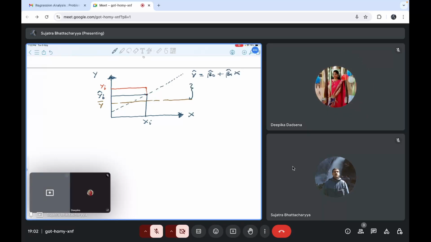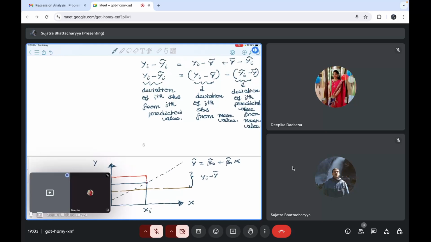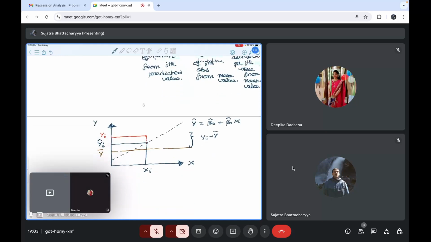Okay, let me continue from here. So what I was talking about is this yi minus y bar. If you square it, it will tell you about this quantity: the deviation of the i-th observation from the mean value. The total variance it will give.